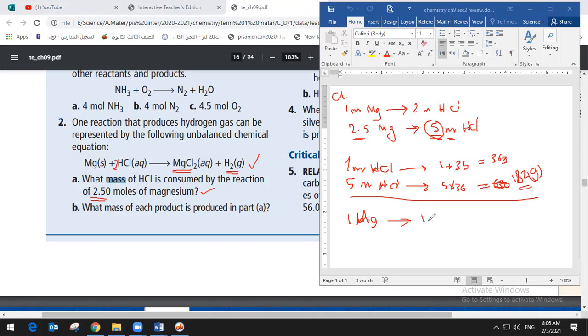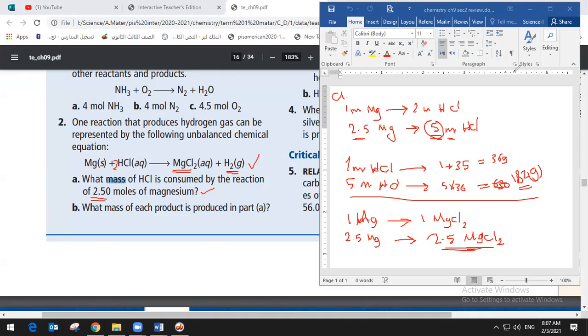Magnesium chloride, not hydrochloric acid. 1 1. So 1 mole of magnesium produces 1 mole of magnesium chloride. Okay, because here 1 and that's 1, so it's okay. So in the given A, he asks that you have 2.5 mole of magnesium. How much are they gonna produce? 2.5. So we have 2.5 of magnesium chloride.